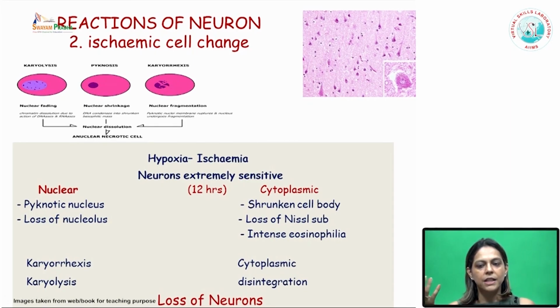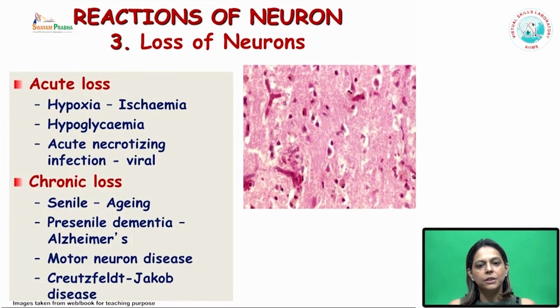Okay, so these kinds of neurons which have undergone ischemic change, and have bright eosinophilic cytoplasm and are shrunken, are known as angry red neurons. Now coming on to the third reaction of the neuron, it is the loss of neurons. As I told you, neurons are very, very sensitive to injury, and neurons once lost are lost forever. And there can be acute loss of neurons or chronic loss.